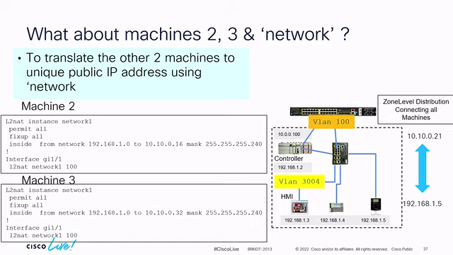Does that make sense? NATing machines? Okay. Besides the network instance, we also have a range, so you can give a range from such and such to such and such, and then with a mask. You can use a range command as well.